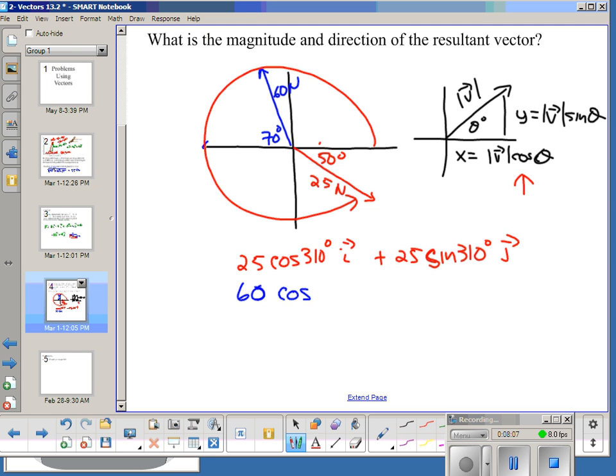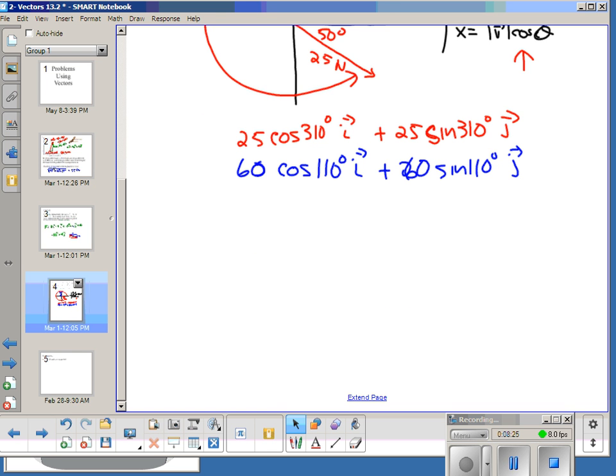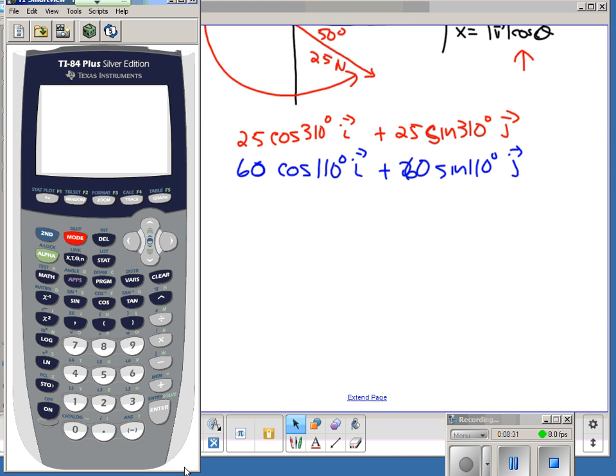So I have 60 newtons cosine of, that's going to be what, 110 degrees in the i direction. And I have 60 newtons times sine of 110 degrees in the j direction. I can combine these into one vector, and I'm just going to add my i parts together and my j parts together. We can do that with our calculator. And this one time you want to make sure you are in degree mode.